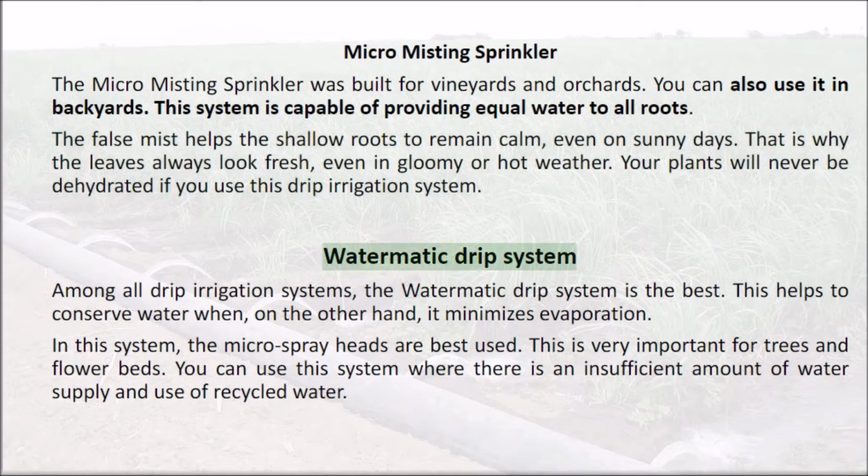Watermatic drip system. Among all drip irrigation systems, the watermatic drip system is the best. This helps to conserve water and, on the other hand, minimizes evaporation. In this system, micro spray heads are best used. This is very important for trees and flower beds. You can use this system where there is an insufficient water supply and for the use of recycled water.